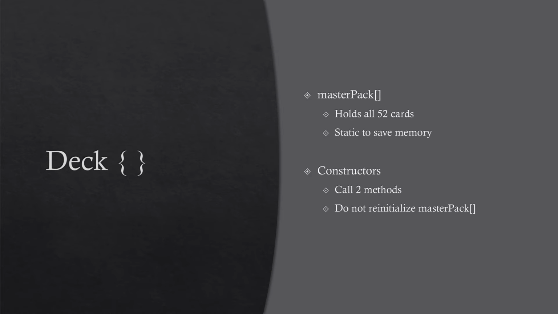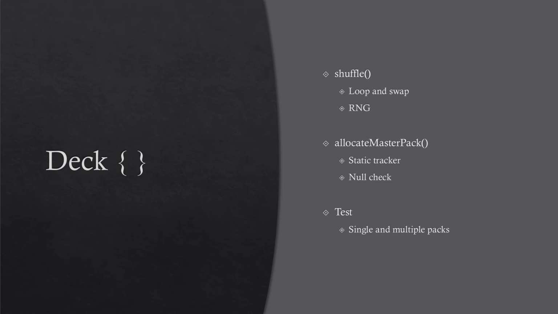Our deck class will hold our master pack with all 52 cards. This is static to save memory. You don't want every new deck you make creating a new master pack. It's just a waste of memory. So we're going to make it static so all the deck objects can share the same pack. Your constructors are going to call 2 methods to initialize, but remember not to reinitialize the master pack.